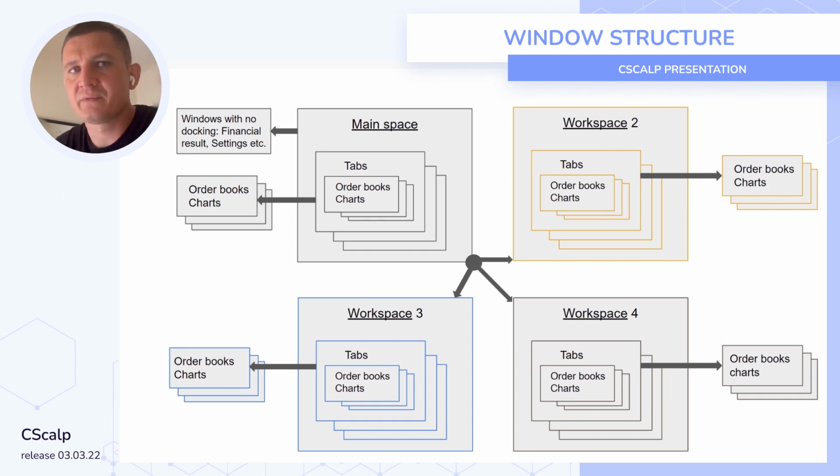You can only glue order books and charts inside one tab. I mean, if you have several spaces, then you can simultaneously glue order books and charts inside one tab, one space. You won't be able to glue order books and charts from different spaces and tabs, and this is not really required in my opinion.